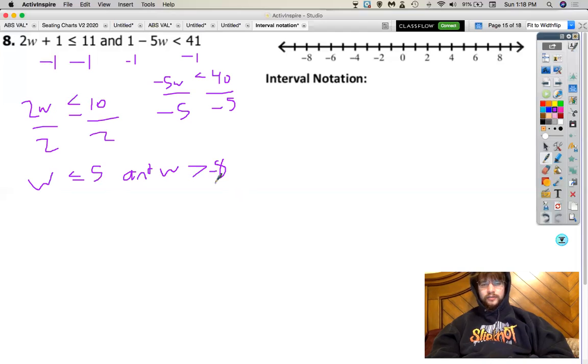My suggestion is to plot both of these first. So less than or equal to 5, that's going to be a solid dot on 5. And it's less than, so I'm going to shade a little bit to the left. And w is greater than negative 8. So here's negative 8. Does not include it. Let me make that bigger. And it's greater than, so it's going this way. Let me look. Yeah, they're going to meet in the middle. So it's everything in between them.